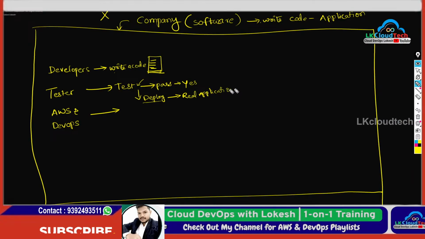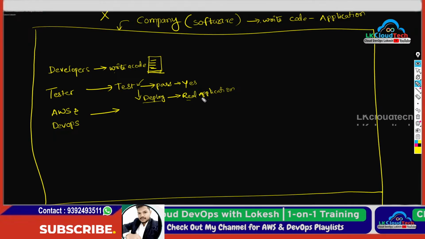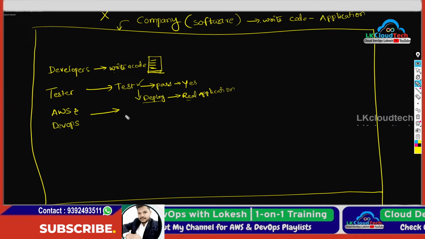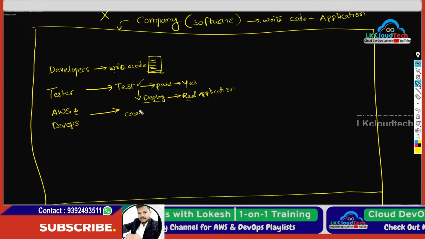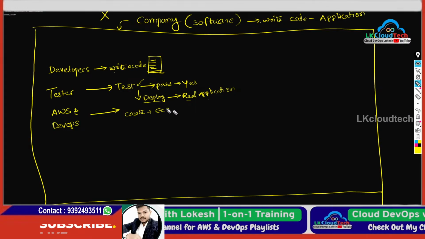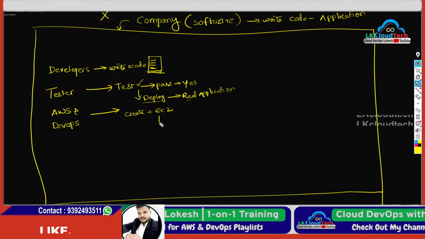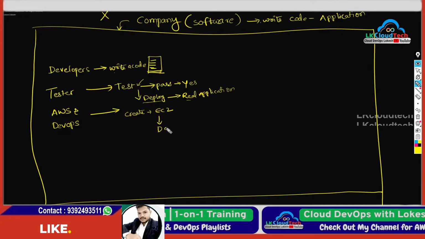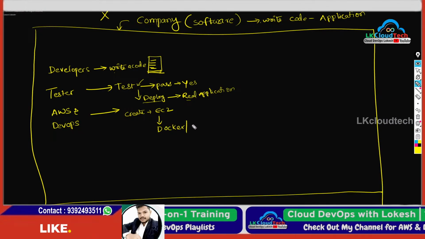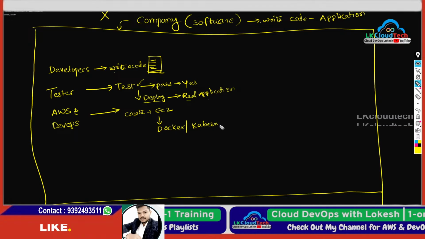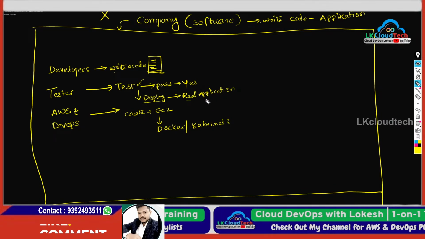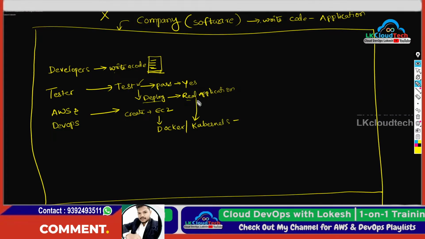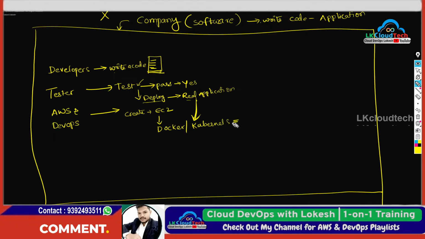If you want to convert this code into a real application format, the next step will be taken care of by the AWS and DevOps team. They will create one EC2 instance. On top of this EC2 instance, they will create Docker or Kubernetes. So they will deploy this code into Docker or Kubernetes. Then once you deploy, it should come into real.